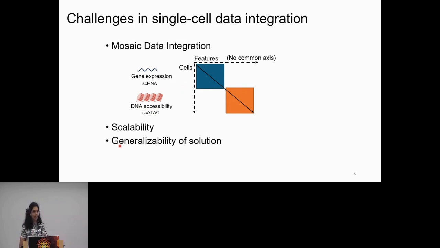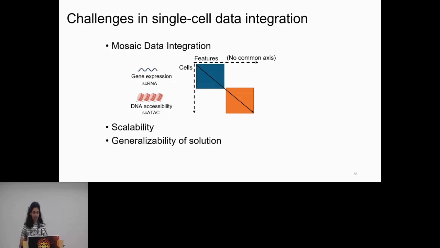The sheer amount of data that single cell technologies generate poses a scalability challenge. And also, existing methods for single cell multi-omics data integration are mostly based on deep learning frameworks, which are inherently prone to black box problems, or unsupervised methods such as NMF or PCA, which lack the unique solution.